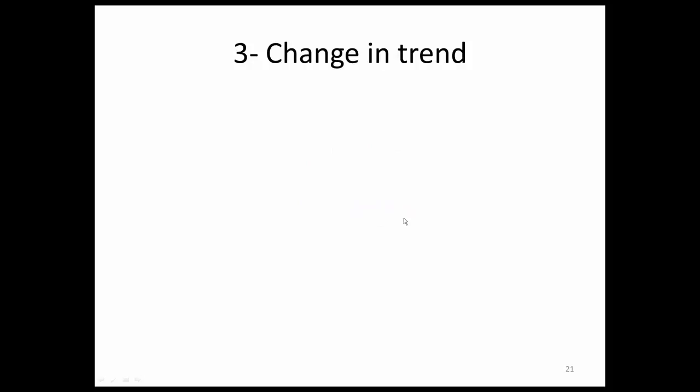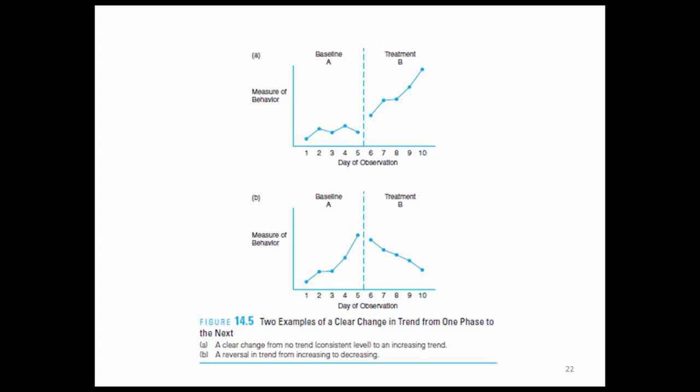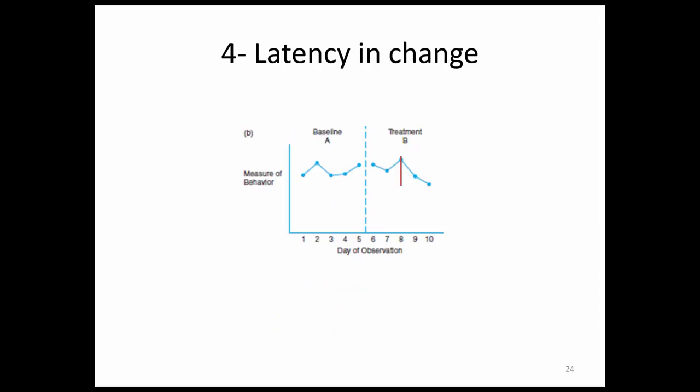And the third scenario is a change in a trend. A change in the trend is that, for example, here we have a sort of stable baseline, and then as soon as you start your treatment you see the score starts going up. That's also good news. That means your treatment is working. Or in this situation, the score was going up before your treatment, and as soon as you start your treatment, the scores or the performance is going down. That's again good news and means that your treatment is working.